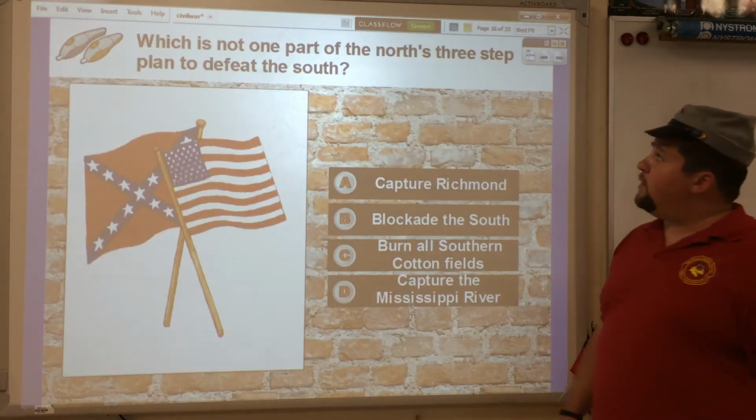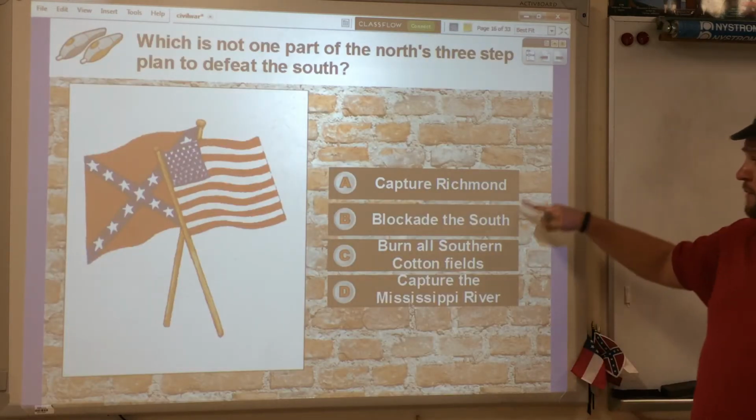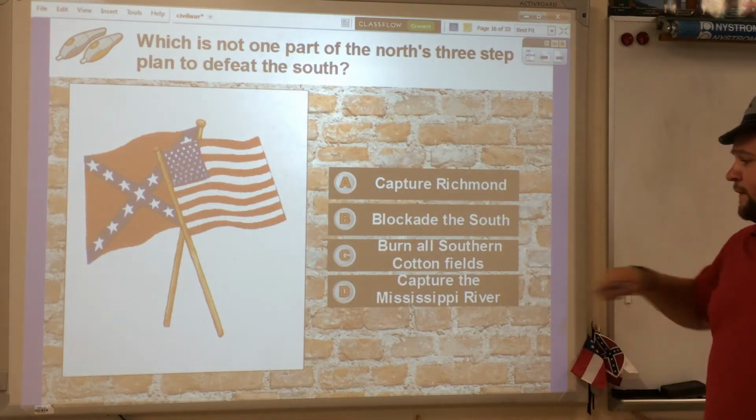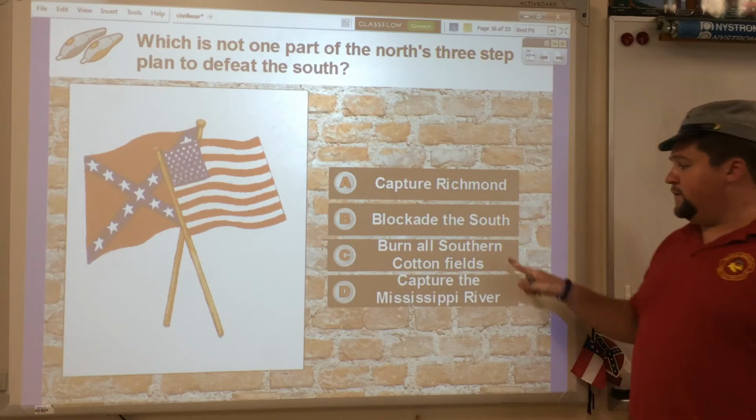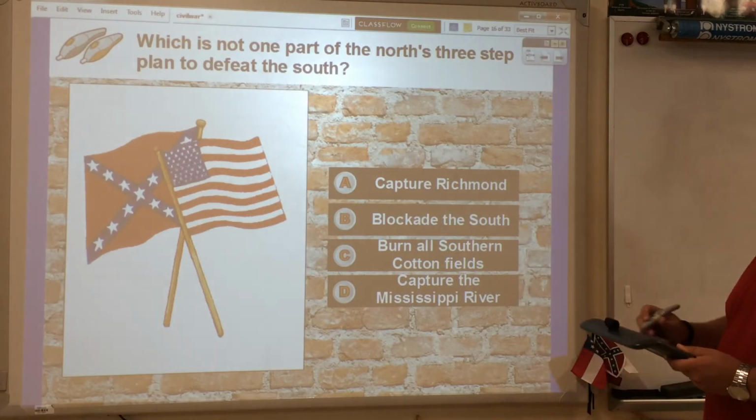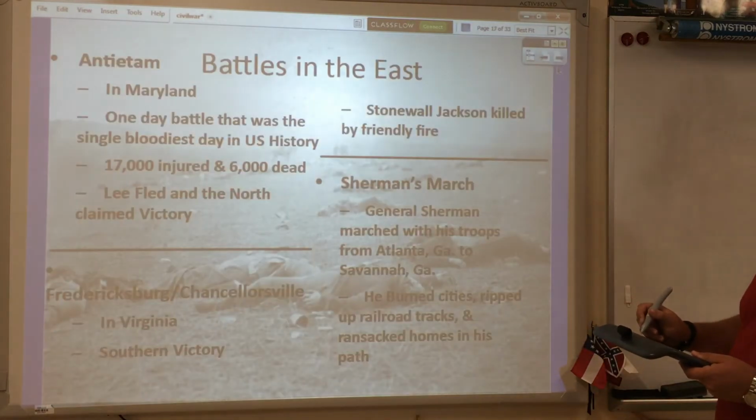Okay, which is not one of the parts of the North's three-step plan? Capture Richmond, blockade the South, burn all the southern cotton fields, capture the Mississippi River. Okay, and the answer for this one is C, right? Burning the cotton fields is not part of the three-step plan.